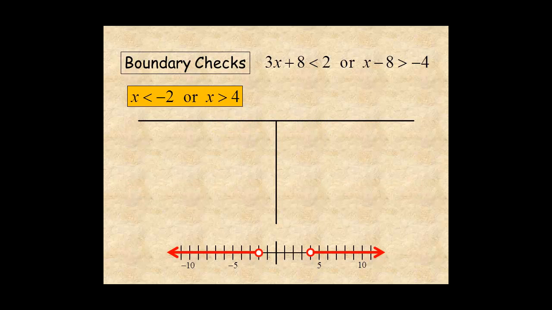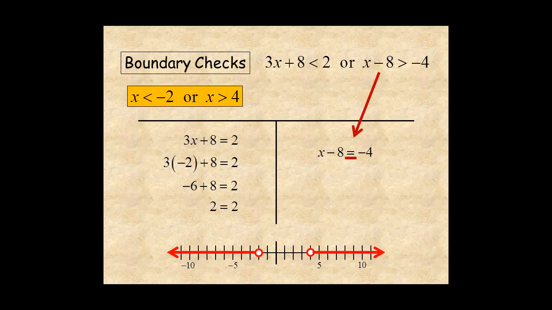There are two boundary checks. On the left, rewrite the inequality as an equation and substitute the left boundary x equal negative 2 for 3 times negative 2 plus 8, which is negative 6 plus 8, which is 2, and the left boundary checks. On the right, rewrite the inequality as an equation and substitute the right boundary x equal 4 for 4 minus 8, which is negative 4, and the right boundary checks.